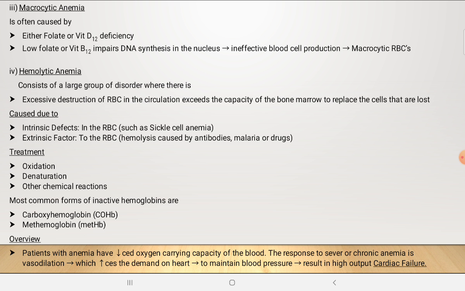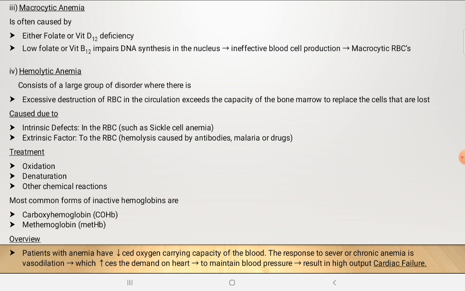Inactive hemoglobins can form through oxidation, denaturation, and other chemical reactions. The most common forms of inactive hemoglobin are carboxyhemoglobin and methemoglobin.